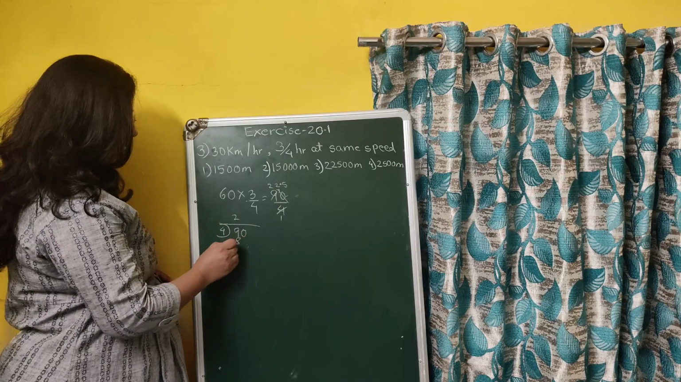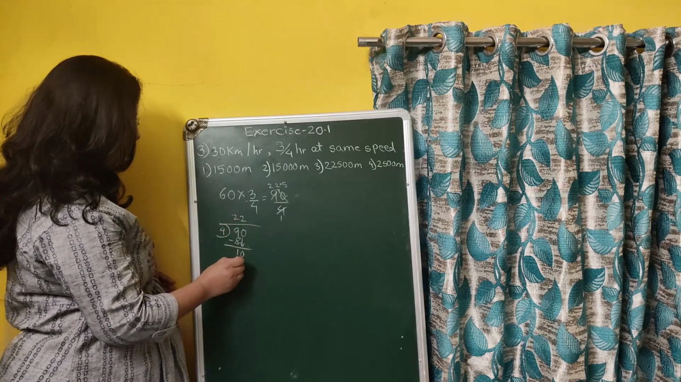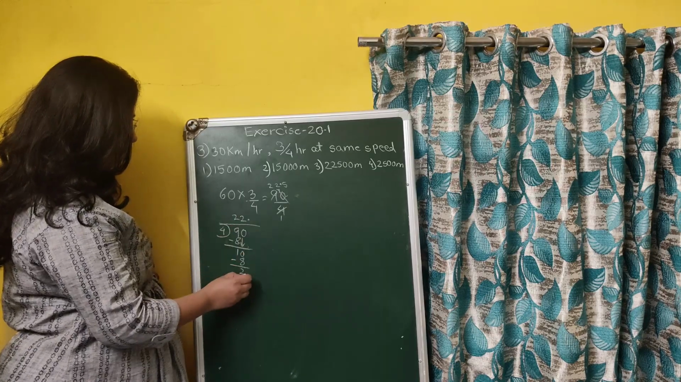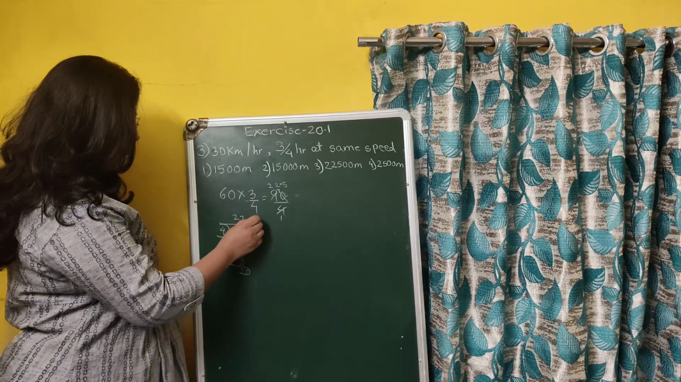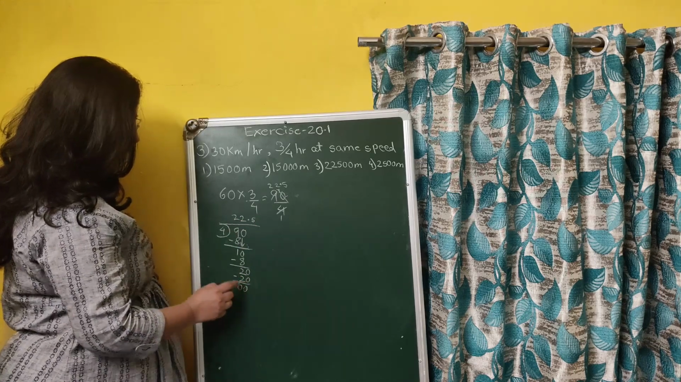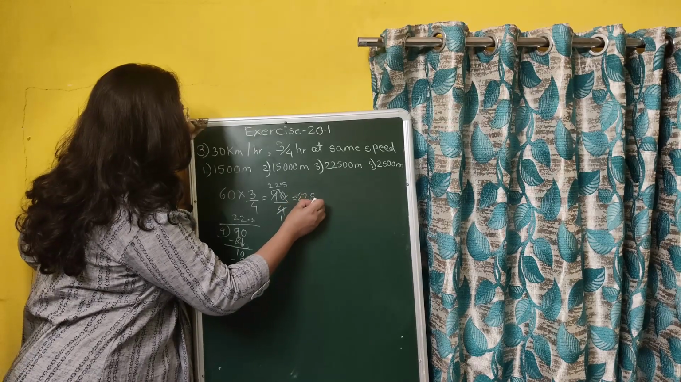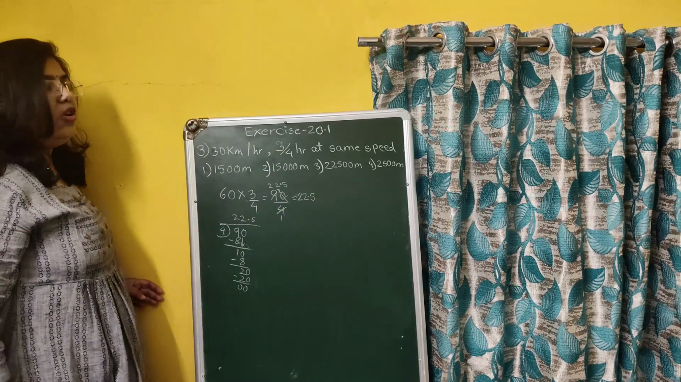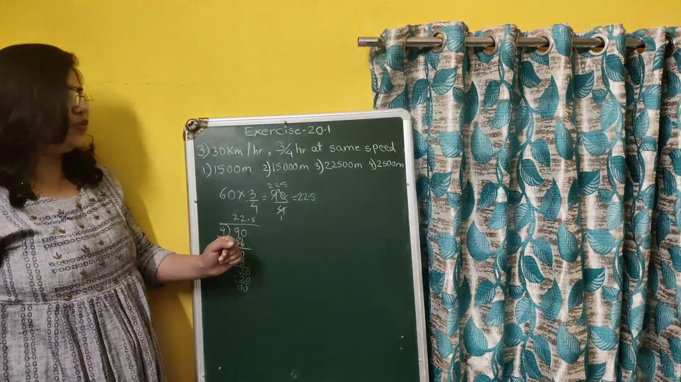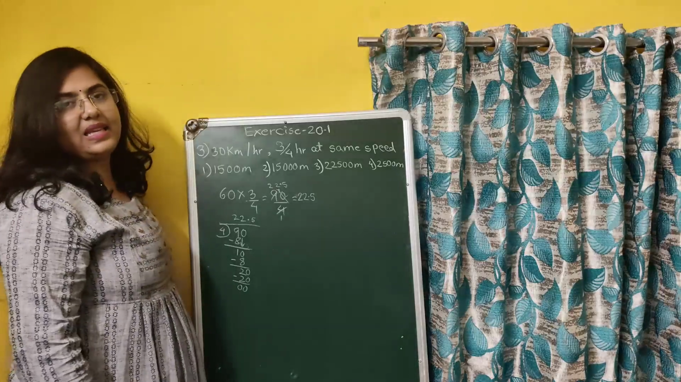4 2s are 8. 1 is remaining. This 0 will be down. Again 4 2s are 8. We have 2 here. We can add a point and put a 0. 4 5s are 20. So we have here 22.5. So the rickshaw travels 22.5. Okay. Now let us see.